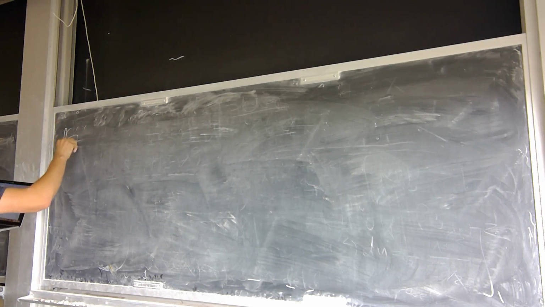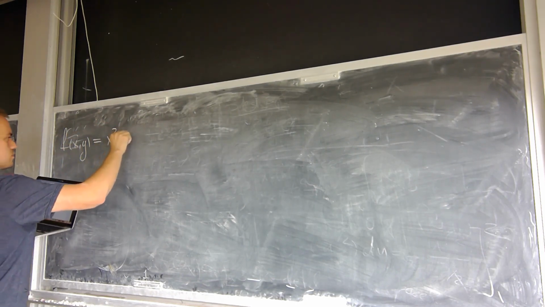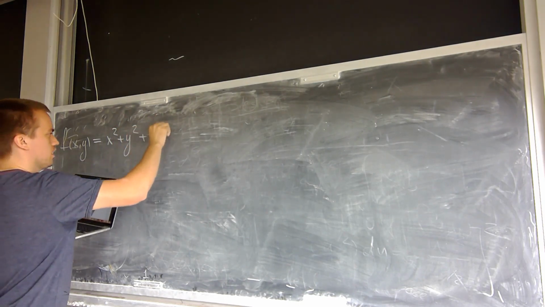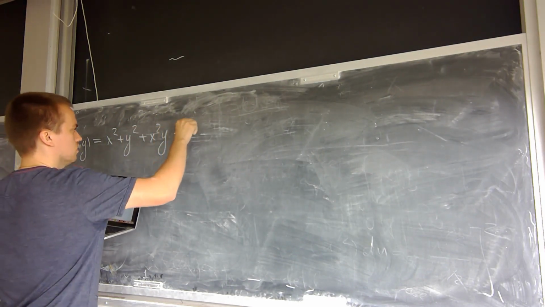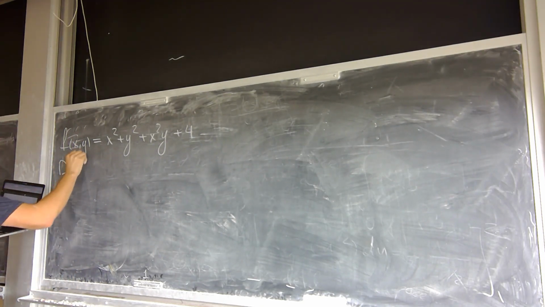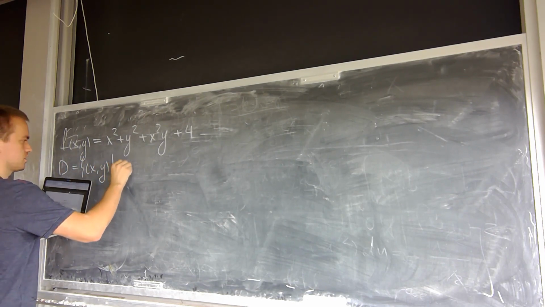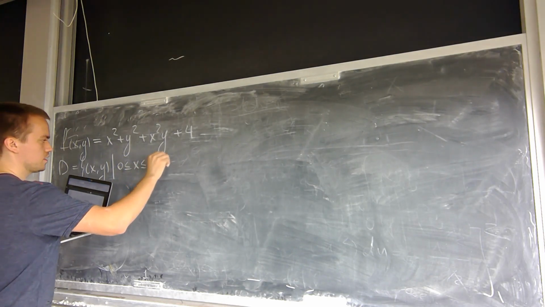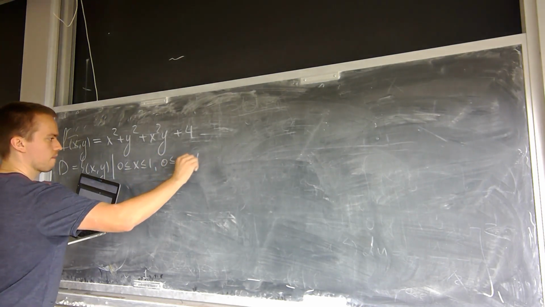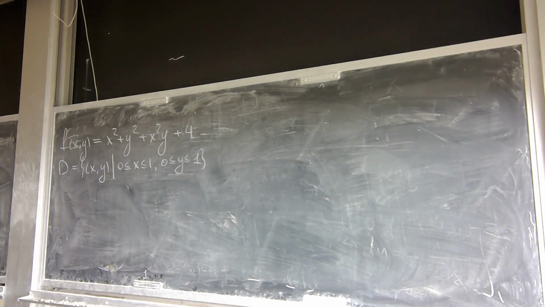We're given the function f of x, y equals x squared plus y squared plus x squared y plus 4. And we're given our set D. It's all points in the xy plane where x changes from 0 to 1 and y changes from 0 to 1. So what do I want to do? I want to find the absolute maximum and minimum for this function. It's a good problem.